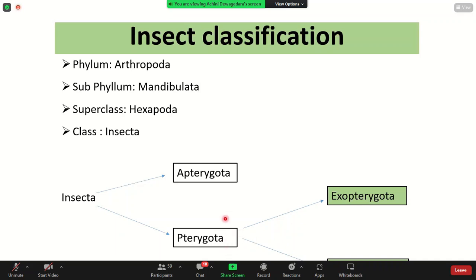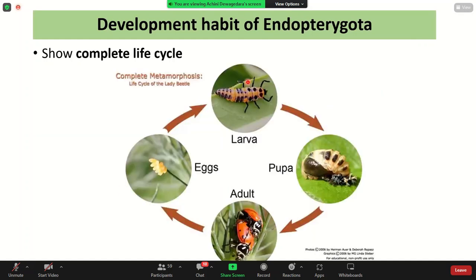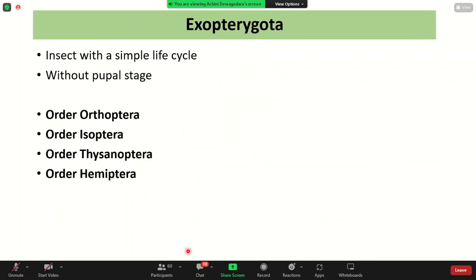And these can be again classified as Exoterygota and Endoterygota. Exoterygota means insects whose wings develop outside of the body. Endoterygota means wings develop inside of the body. Exoterygotes have an incomplete life cycle: egg, nymph, adult. And endoterygotes have a complete life cycle: egg, larva, pupa, and adult.